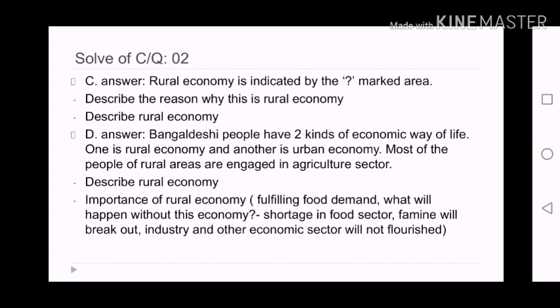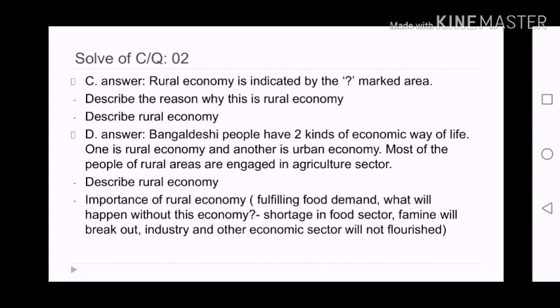That is why the question mark will be here about the rural economy. Then you have to describe the reason why this is rural economy by describing each and every occupation that I have mentioned in the stem: fisherman, farmer, potter, and weaver. These occupations can be seen in the rural areas, and people mostly in the rural areas are involved in the agriculture sector.